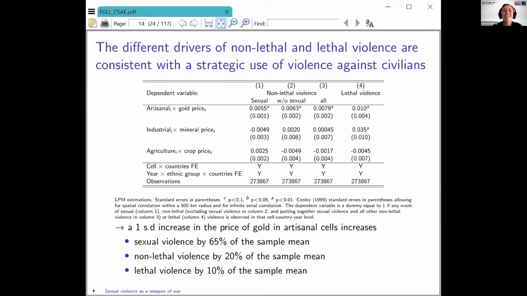Perfect, thanks. And we can see that we observe similar results for the relationship between artisanal gold mining value and sexual violence, other forms of non-lethal violence, and altogether. And that this labor-intensive and concealable resource is the main driver. While if we move to industrial mining, they are the main driver of lethal forms of violence, which is perfectly aligned with our theoretical predictions.